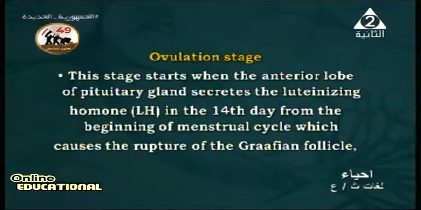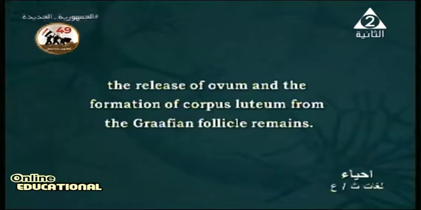The first 10 days of the menstrual cycle are for the growth of the Graafian follicle. After that, on the 14th day, what happens? The LH hormone is secreted by the action of the pituitary gland, and this causes the rupture of the Graafian follicle. When the Graafian follicle ruptures, the ovum is released, and the corpus luteum forms from the remains of the Graafian follicle.